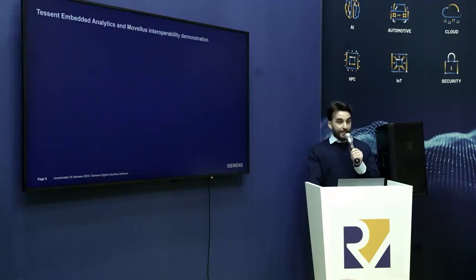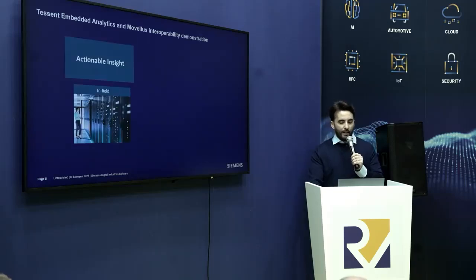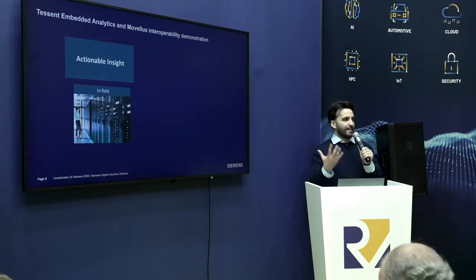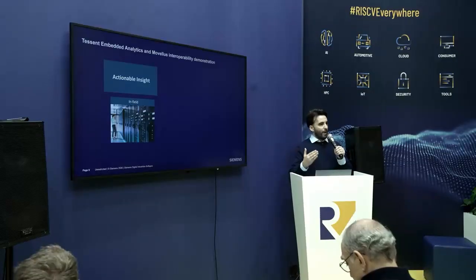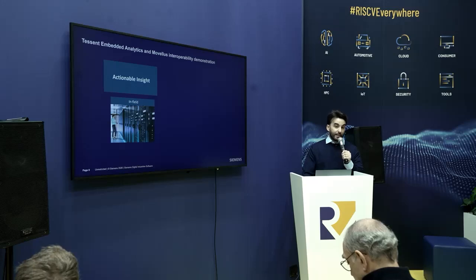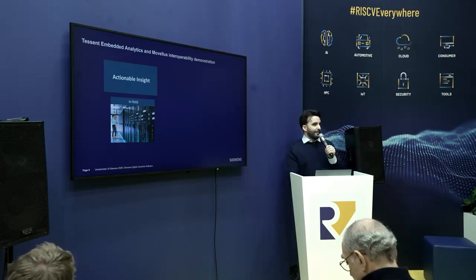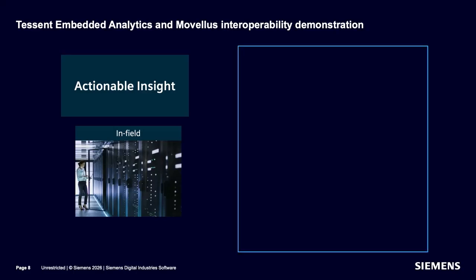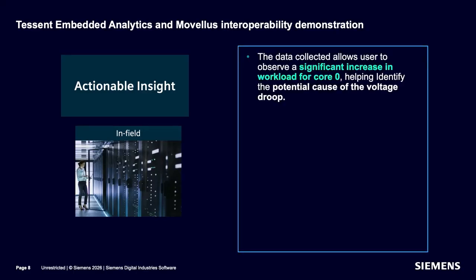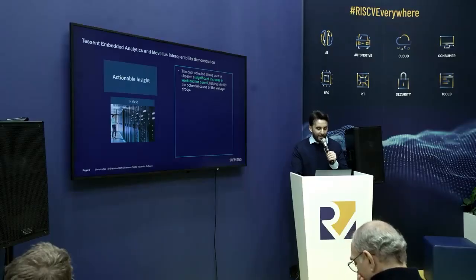So through this example, the user is left with a set of information that paints the picture of what happened. The Movellus Aeonic Insight module is able to detect the voltage event when it happens. So it essentially gives the moment when it happened and what happened. And then the Tessent Embedded Analytics, once it's enabled, can further complete that picture and give an idea of why it happened.